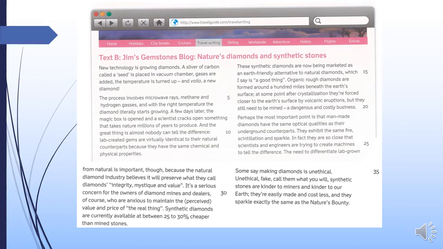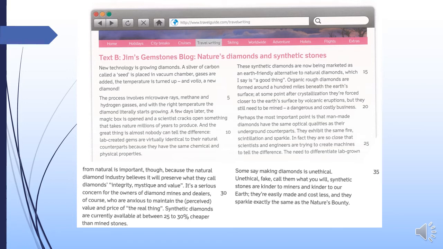Organic rough diamonds are formed around 100 miles beneath the Earth's surface. At some point after crystallization, they're forced closer to the Earth's surface by volcanic eruptions, but they still need to be mined, a dangerous and costly business. Perhaps the most important point is that man made diamonds have the same optical qualities as their underground counterparts. They exhibit the same fire, scintillation, and sparkle. In fact, they are so close that scientists and engineers are trying to create machines to tell the difference.